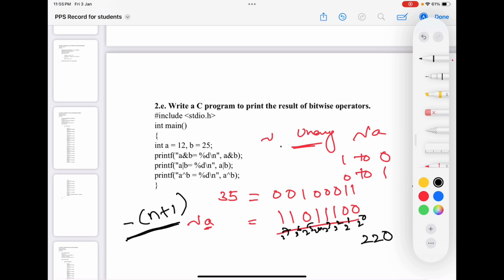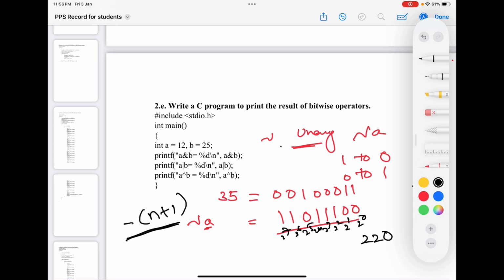So what is 2's complement? Now I'll just write 2's complement. So if you convert a 0, we'll make the other video for 2's complement. Let's understand about this. So it is minus n plus 1. Fine.